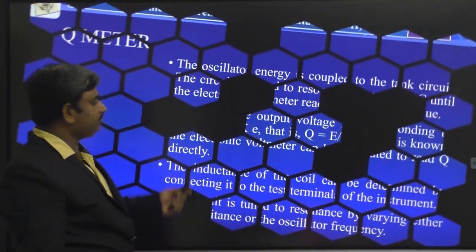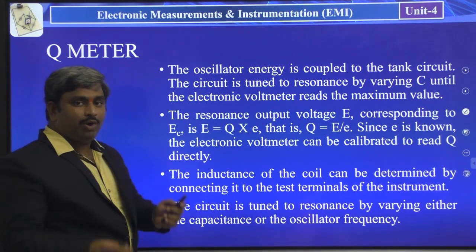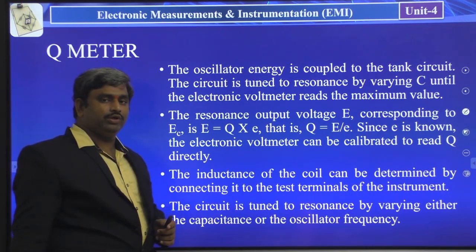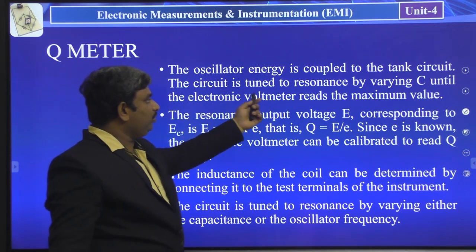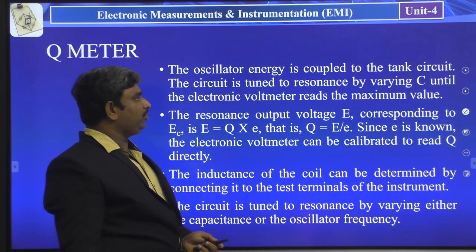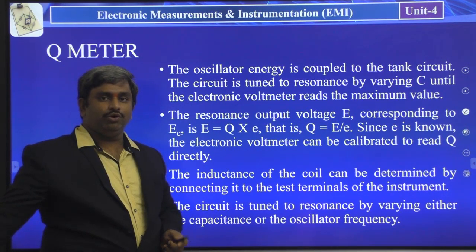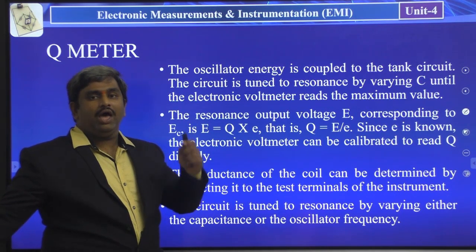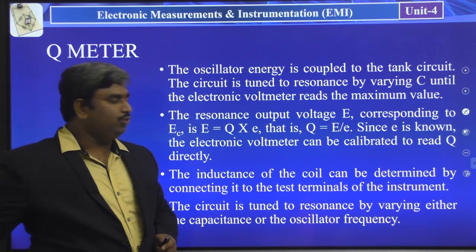Next, the oscillator energy is coupled to the tank circuit. So whatever the oscillator output we are connecting to the tank circuit, that energy is completely delivered to the tank circuit. The circuit is tuned to resonance by varying C until the electronic voltmeter reaches maximum value. So for getting the resonance in that circuit, we are adjusting the C parameter, which is a variable capacitor, and after adjusting to its resonance value, we will get the high Q value.